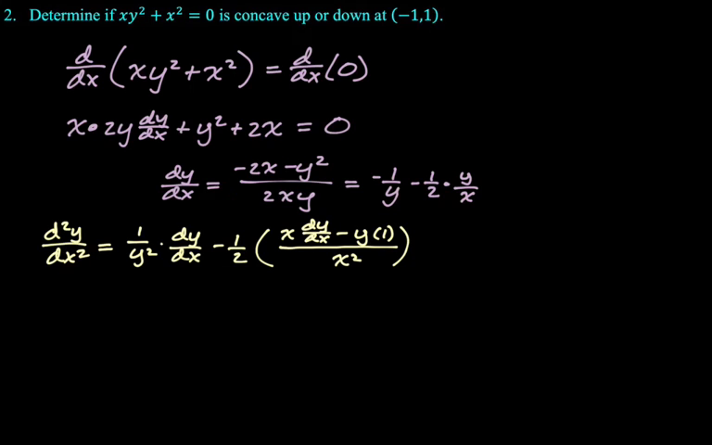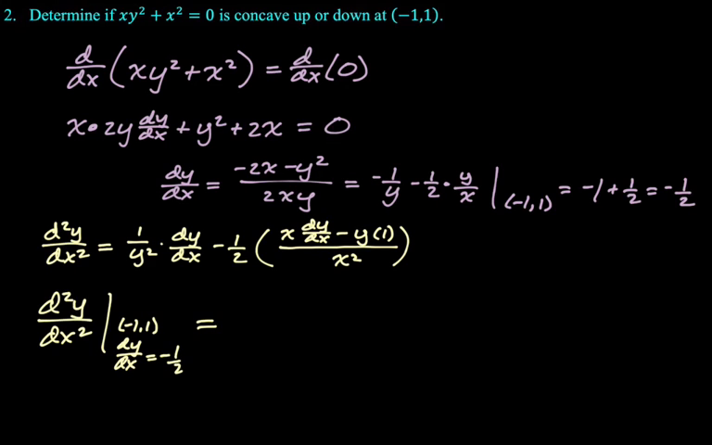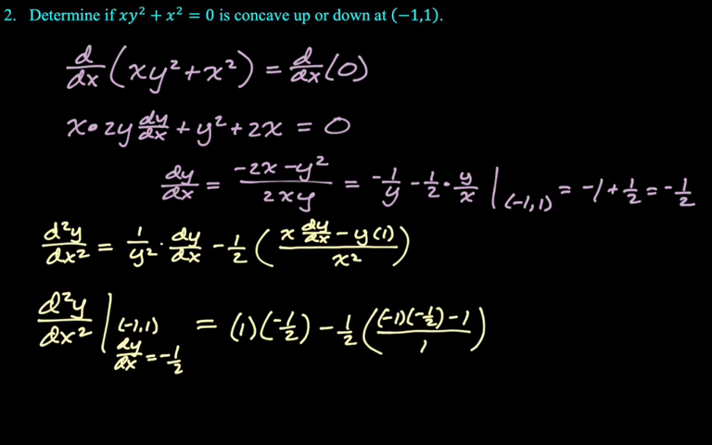I just need to evaluate it at the point (-1, 1), which means I do need to know what dy/dx is at (-1, 1). So I'm going to go back and find that. At (-1, 1), this thing just gives me -1 plus 1/2, which is -1/2 overall. All right, so I'm trying to evaluate the second derivative at (-1, 1), where dy/dx is also -1/2. I don't really know the notation for that. You don't see people write it very often, but that's what I'm doing. I think that would be fine. So every x is -1, every y is 1, every dy/dx is -1/2. Plug in, it looks like this.